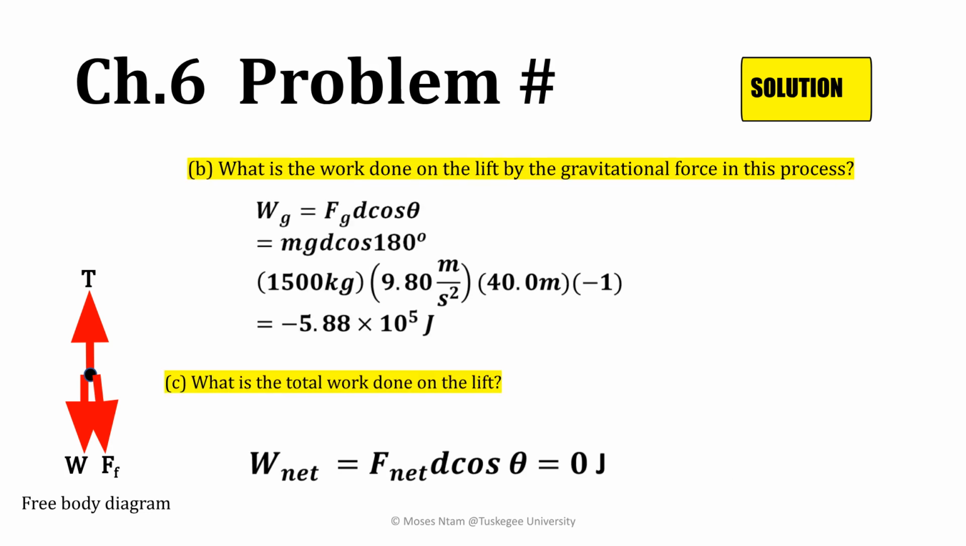For part B, we determine the work done by gravity. Then for part C, we find the total work done on the lift by summing all the individual works.